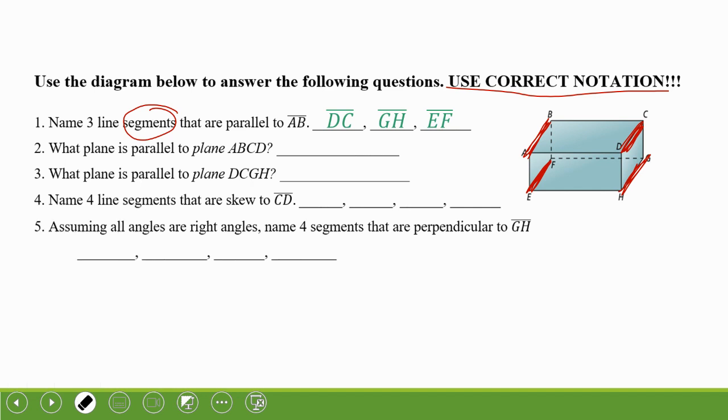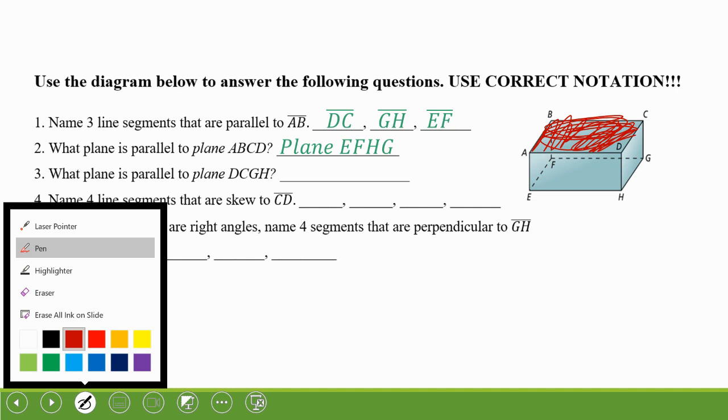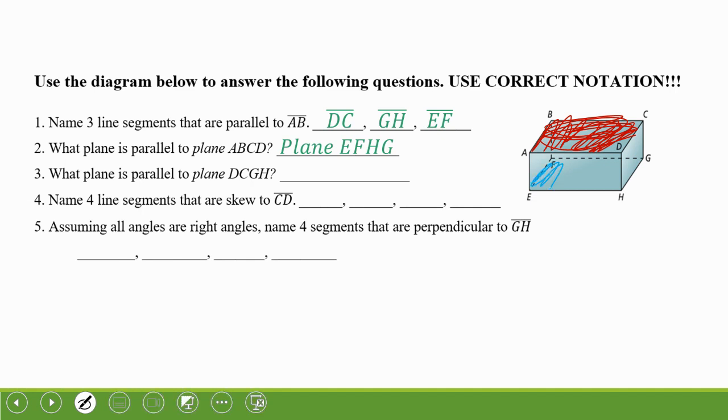Then number 2, name a plane parallel to ABCD. So here is plane ABCD. It's on top. So what's parallel to the top of the box? Well, that would be the bottom of the box, plane EFGH, right? If you put one hand on top and one hand on bottom of the box, your hands are not going to touch. Those are your 2 parallel planes.